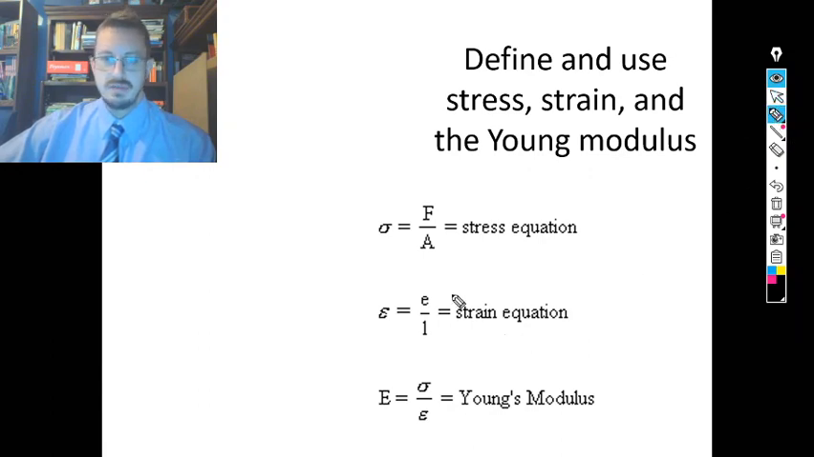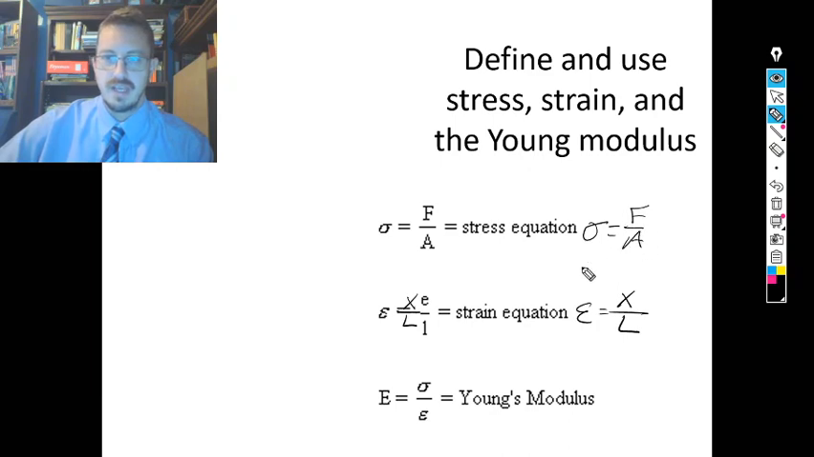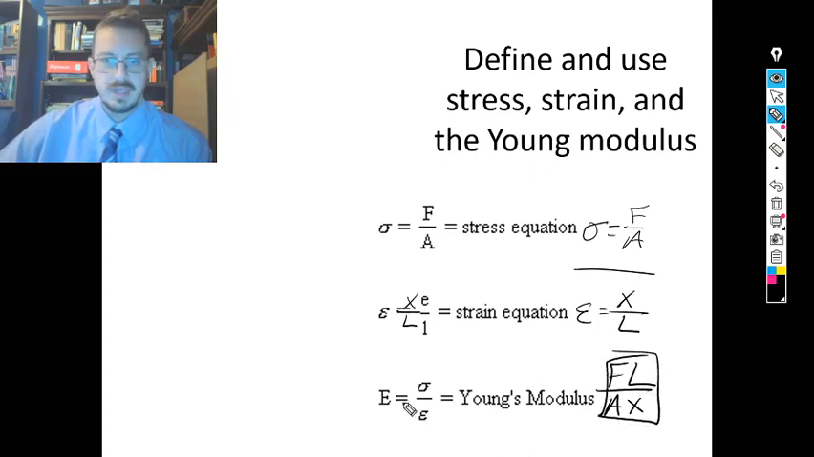The symbols I prefer we use: epsilon, the strain, would be the extension over the original length. So strain equals the extension, or elongation, over the original length. Sigma, the stress, equals force over area. And because Young modulus is stress over strain, we can rewrite this complex fraction as force times original length over area times extension. Young modulus equals FL over AX, if you put all this together.